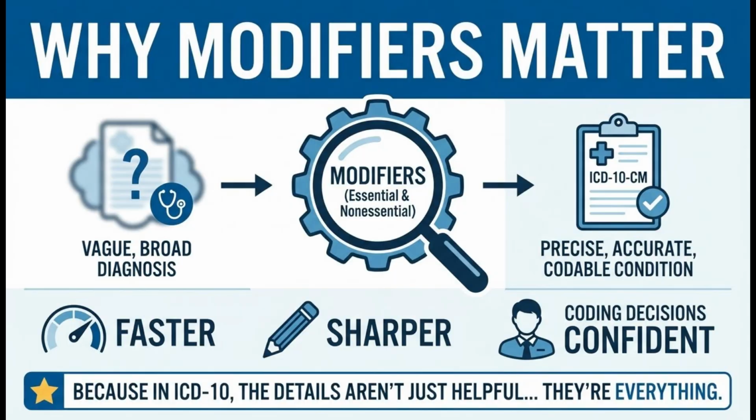Why modifiers matter? Modifiers are what help you transition from a vague, broad diagnosis to a precise, accurate, codable condition. When you understand how essential and non-essential modifiers work, you instantly become faster, sharper, and much more confident in your coding decisions. Because in ICD-10, the details aren't just helpful, they're everything.